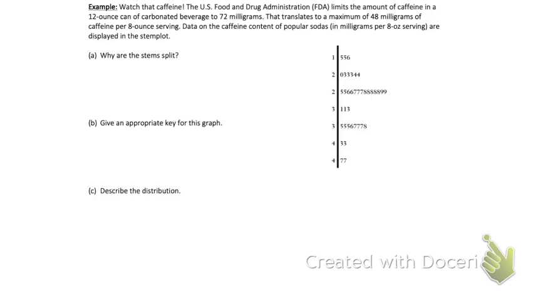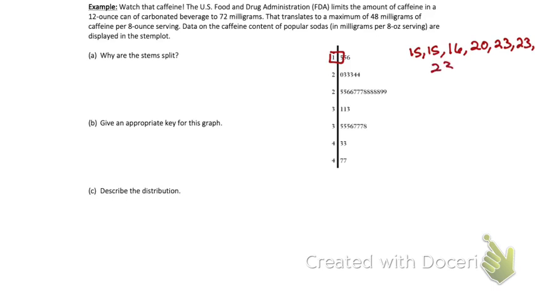15 is correct. 15. What is the next observation in order? 15. What would be the next number? 16. What's the next number? 20. What's the next number? And then?